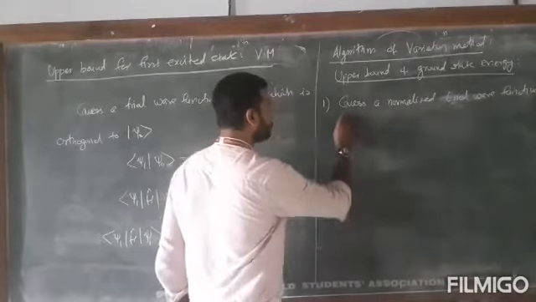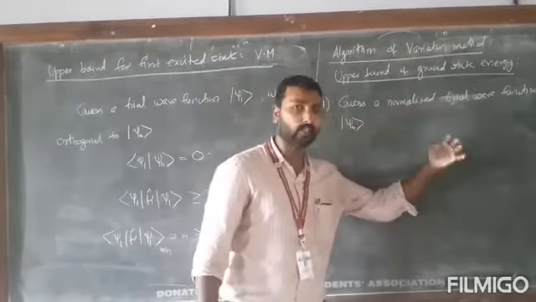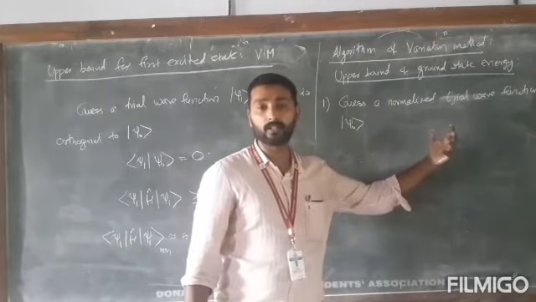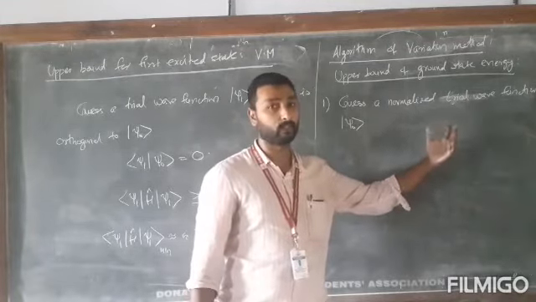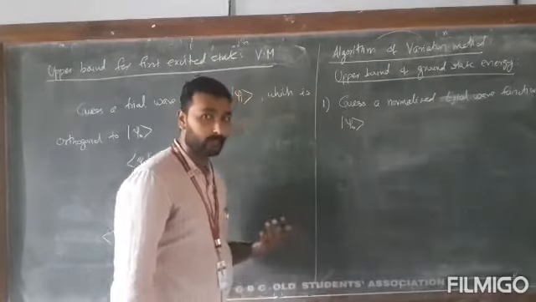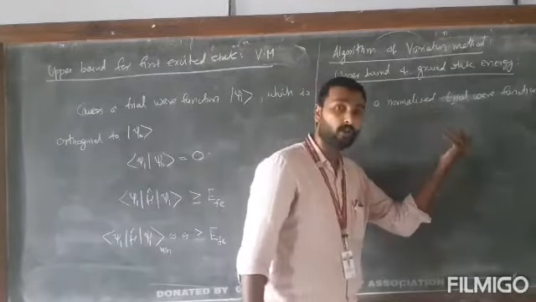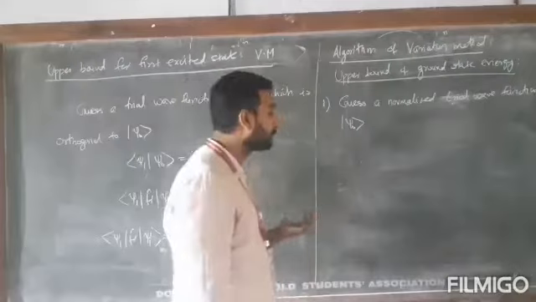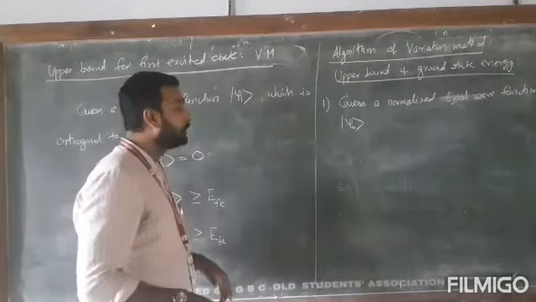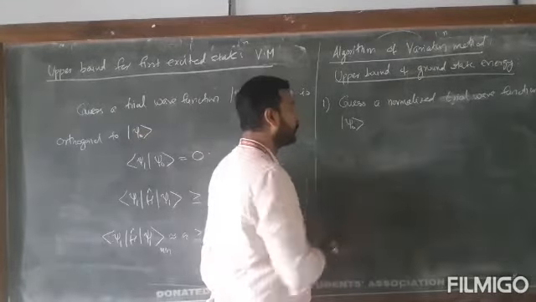If it is not normalized, that is not much of an issue. You can always normalize it, since the mod square integrated must equal 1. From that information you can normalize any unnormalized wave function. So it is not a big issue whether you have a normalized or a non-normalized wave function. That doesn't matter at all. You can just divide it by the norm.